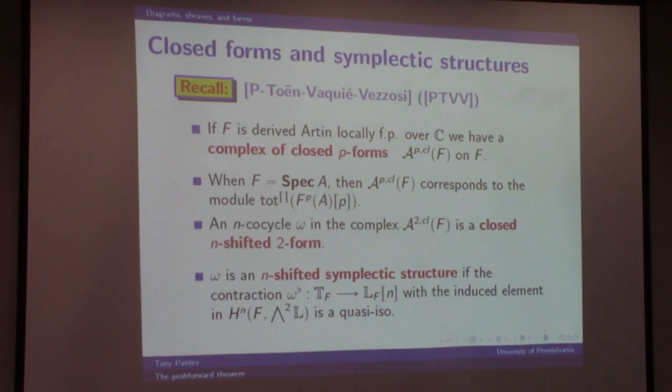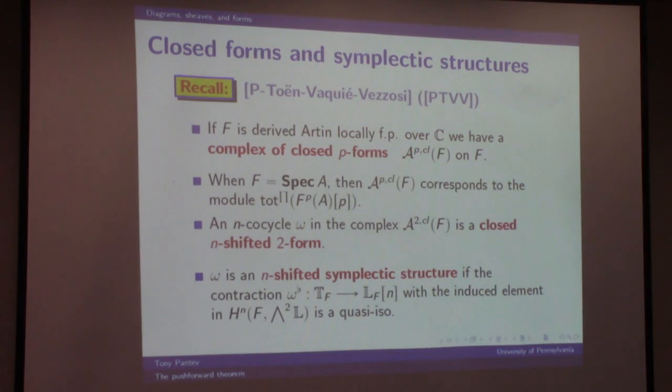And once you have them, you can ask what a closed form on such an F is. You get a little bit of extra complexity here because there is a complex of closed p-forms, algebraic closed p-forms on such an F. And that complex has some additional complexity because F has some stackiness in it and some derived structure. So in particular, its infinitesimal theory, its tangent space, is not really a sheaf, but it's a complex. And the smoothness that I was alluding to is just saying that that complex is locally a finite complex of vector bundles.